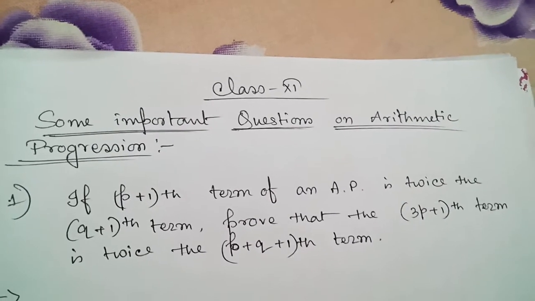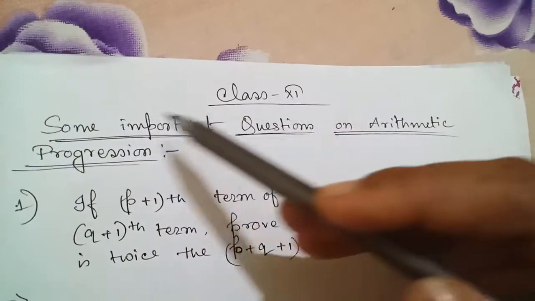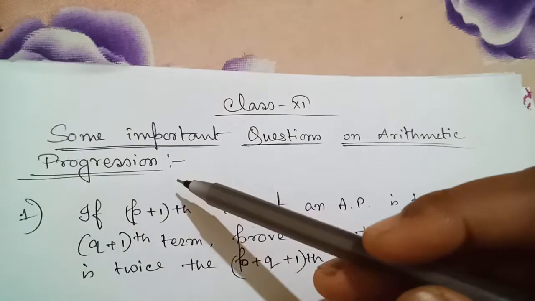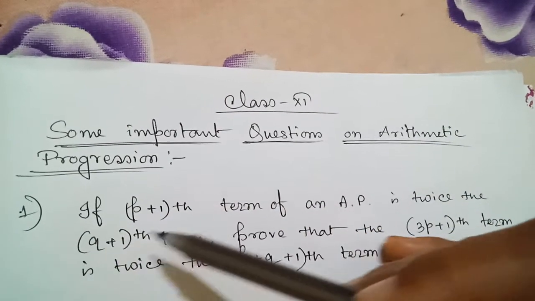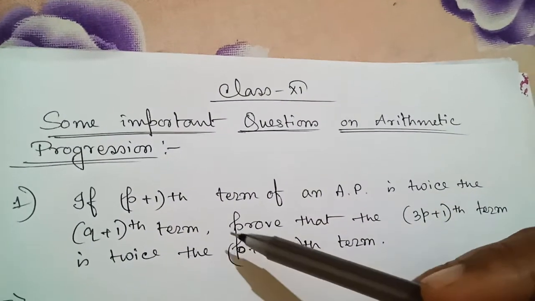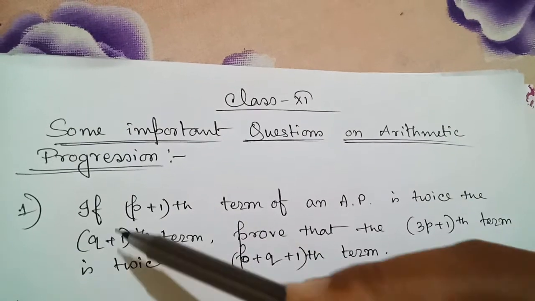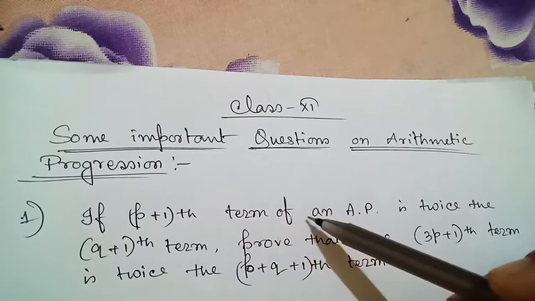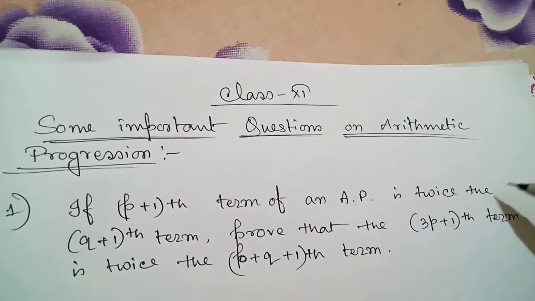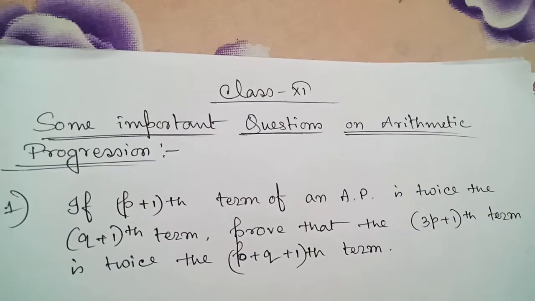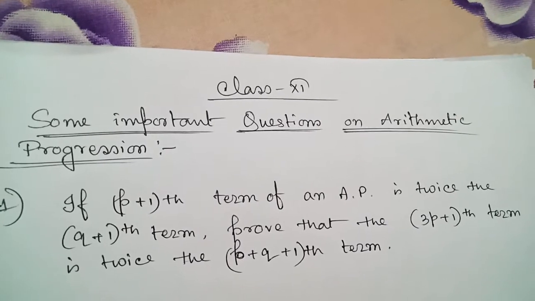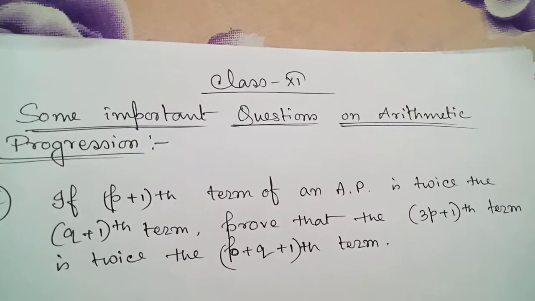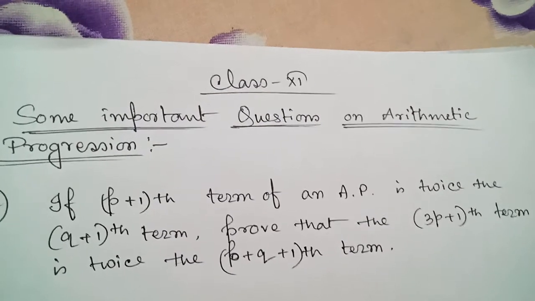Today I am going to discuss some important questions on arithmetic progression for class 11. So the first question that I have chosen for you is this one. If the p plus 1th term of an AP is twice the q plus 1th term, prove that the 3p plus 1th term is twice the p plus q plus 1th term.